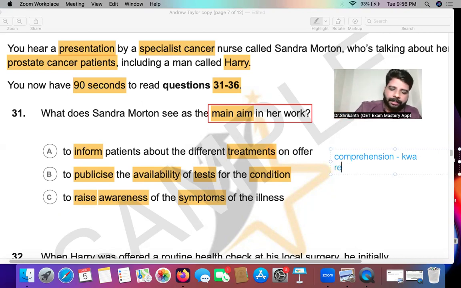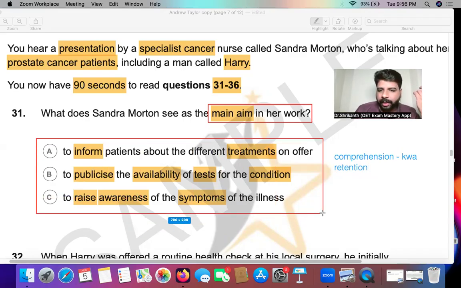Then comes retention. And what does retention mean? Retention basically means registering the information to your memory. So once you have understood the entire thing, you should not forget what you have understood. So you must have a clear memory of the question in your mind. And when the audio is playing, where should your eyesight be?